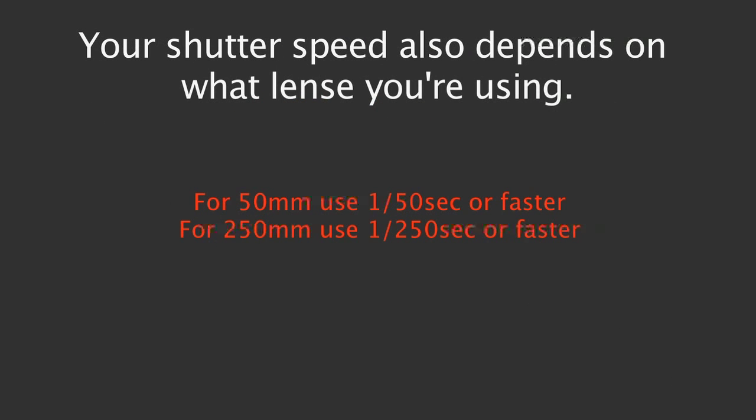Your shutter speed also depends on what lens you are using. If you are holding a 50mm lens and want to avoid camera shake, use a shutter speed of 1/50th of a second or faster. Or if you are holding a 250mm lens, use 1/250th of a second or faster. Some lenses have image stabilization. With image stabilization, you will be able to use slower shutter speeds than you would with a regular lens and still get a sharp image.